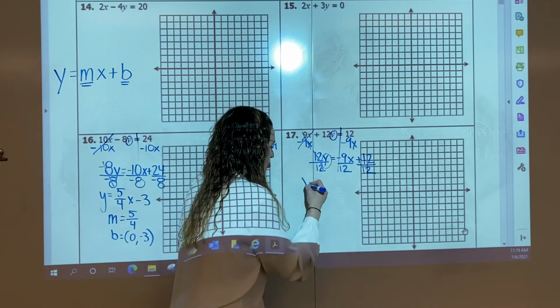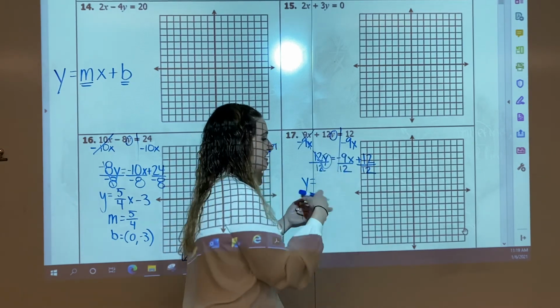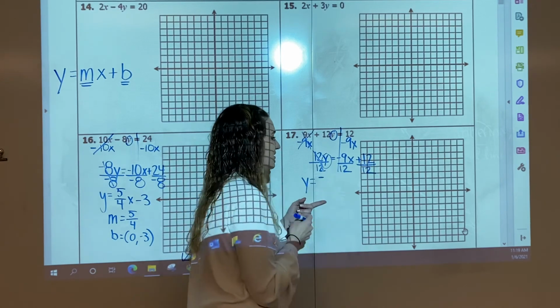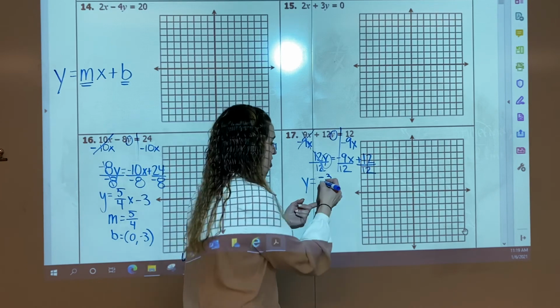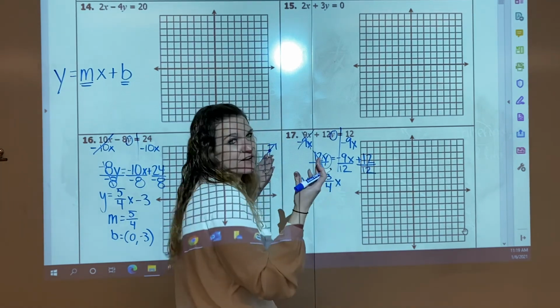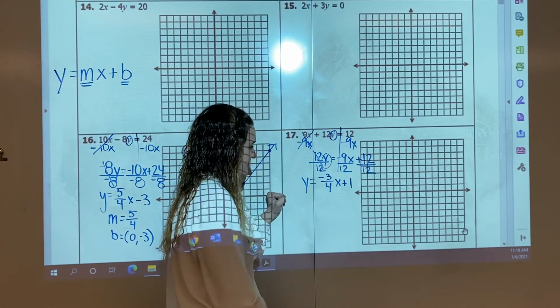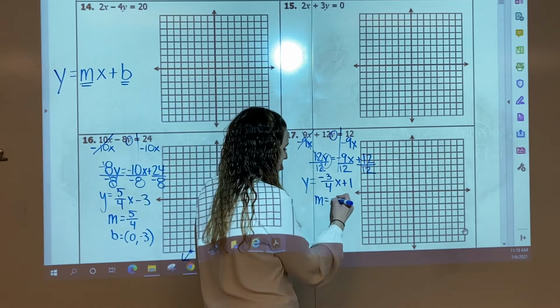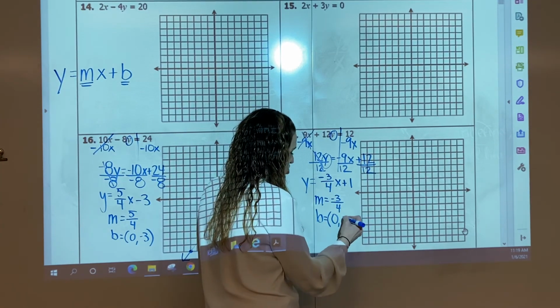These go away. I have y equals, let's simplify this. I know that a negative divided by a positive is a negative. I'm going to keep the negative. 3 goes into 9 3 times. 3 goes into 12 4 times. I would definitely use my calculator if I were you, but I don't have a calculator on me, so I'm just going to do it in my head. Then 12 divided by 12 is 1. Let's identify our slope, negative 3/4. Our y-intercept, which is 0, 1.